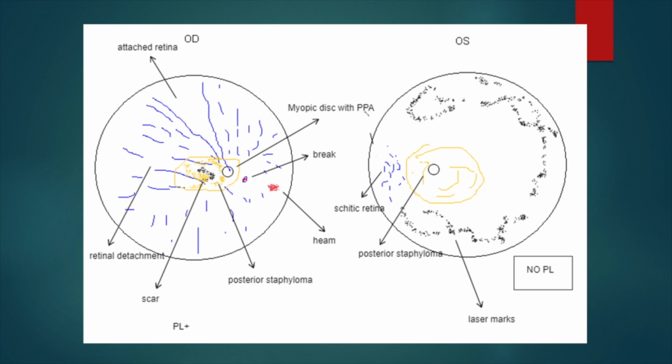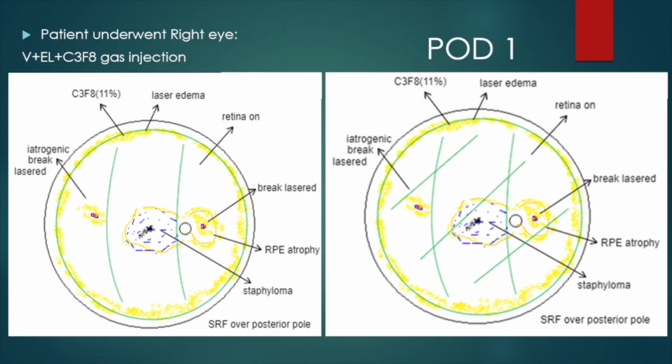Now see the fundus picture of the right eye. Here we see that there is total retinal detachment, posterior staphyloma is present, and a break is noted just nasal to the disc. Now this patient underwent vitrectomy, endolaser, and C3F8 gas injection in the right eye. So this was the fundus picture at the conclusion of the surgery.